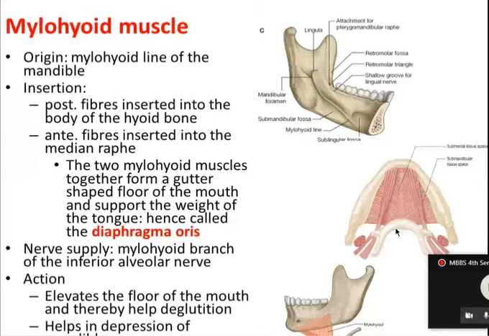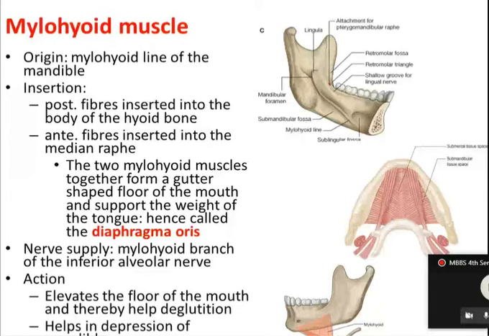The two mylohyoid muscles together form a gutter-shaped floor of the mouth and support the weight of the tongue, and hence are called the diaphragm oris. The nerve supply of the mylohyoid is the mylohyoid branch of the inferior alveolar nerve, which is a branch from the mandibular branch of the trigeminal nerve. In action, it helps to elevate the floor of the mouth and thereby helps in deglutition and in depression of the mandible. This is the function of the mylohyoid muscles.